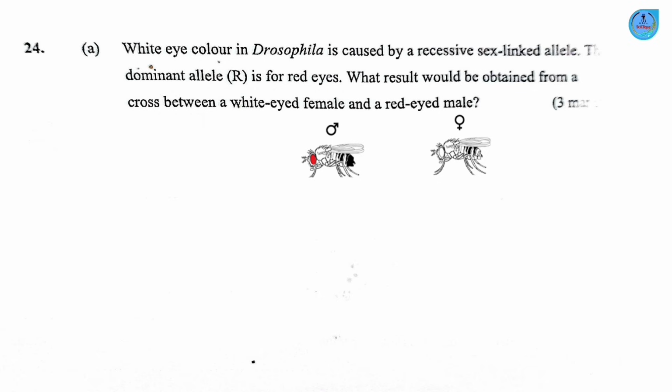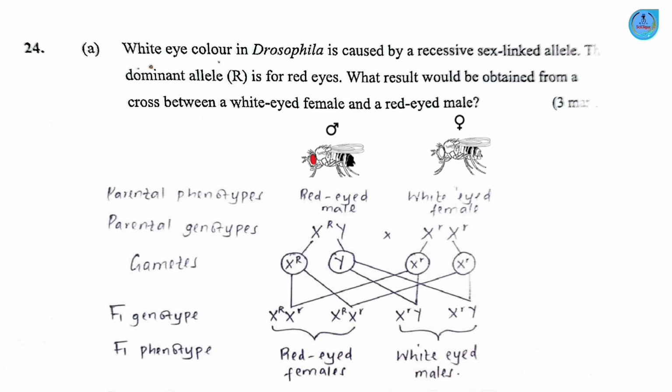What result will be obtained from a cross between a white-eyed female and a red-eyed male? Okay, so let's start. Our phenotypes are as such. The female is white-eyed and the male is red-eyed. Now, when it comes to the genotype, a female has two X chromosomes. This allele is present on both X chromosomes, okay? So we're going to represent it in both.